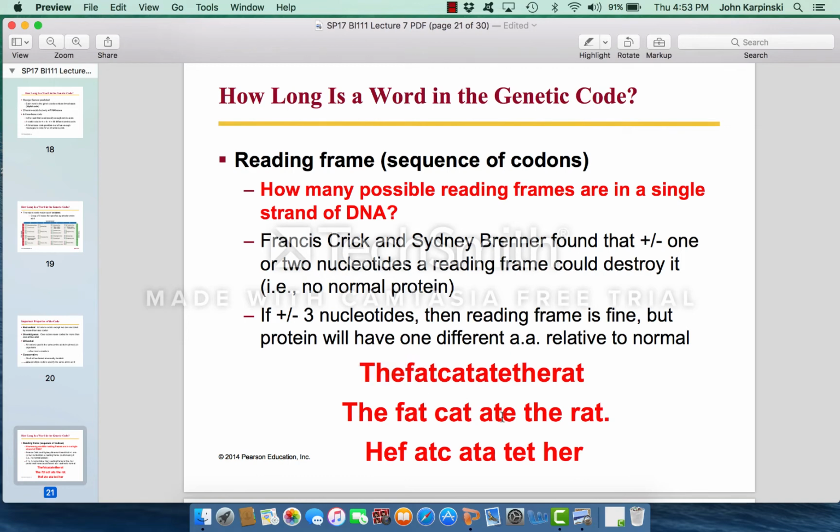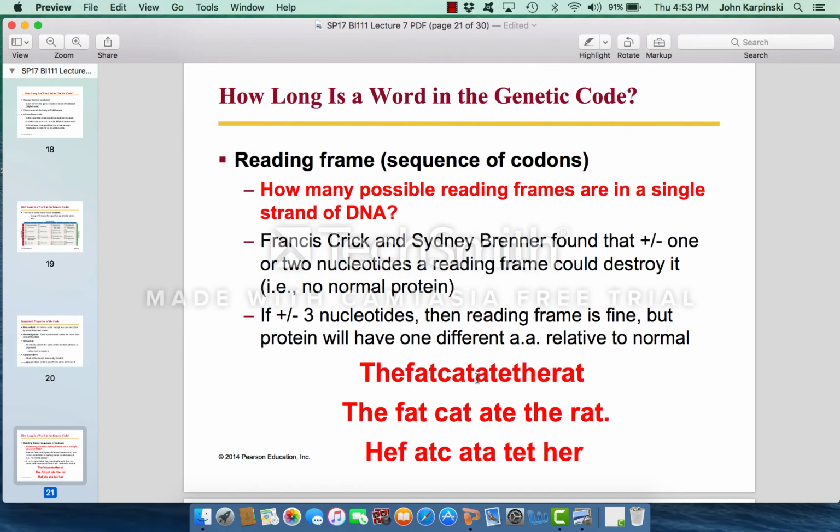But we could have started with a different reading frame. What if I didn't start on this T, but I started on H? So my first 3 letters would be HEF, hef, which is a nonsense word. To be consistent, if I establish the reading frame here, then the next 3 consecutive letters would be ATC, the next would be ATA, and so forth. If I establish the reading frame based on this letter, I would end up with a nonsense expression.